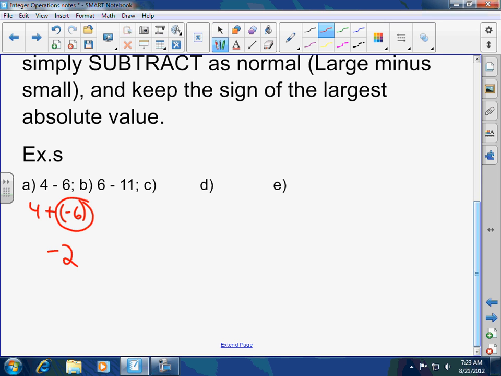6 minus 11. This is saying 6 plus a negative 11. So clearly the signs are different. When the signs are different, you subtract as normal and keep the sign of the largest absolute value. Normally, this would be 11 minus 6 is 5.